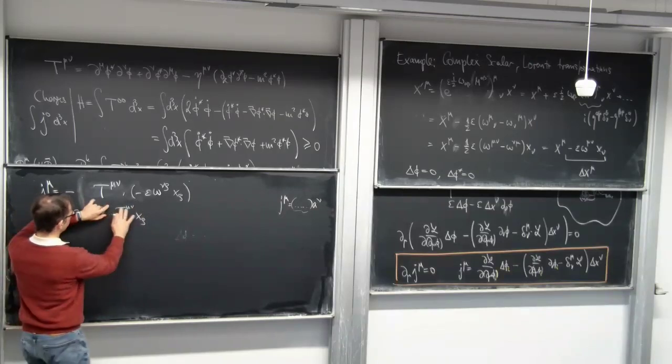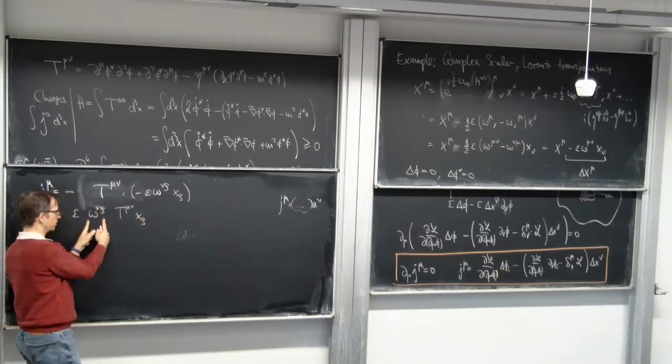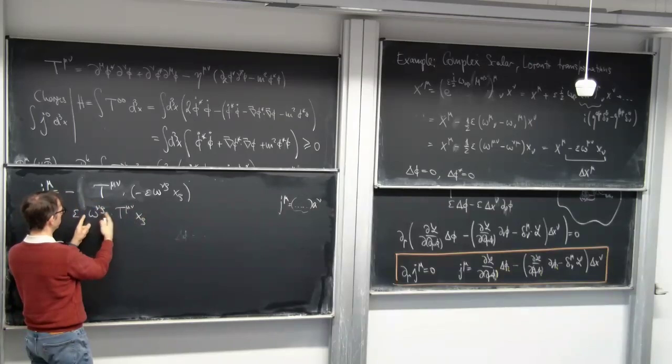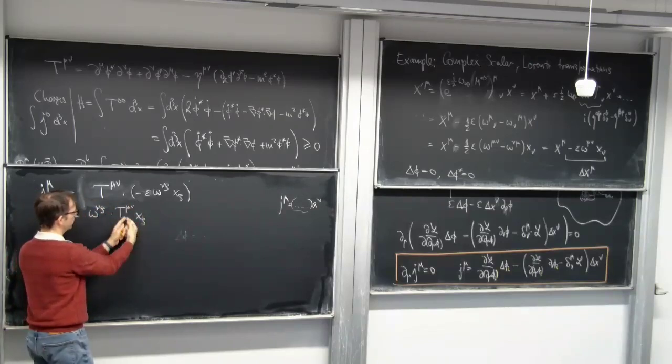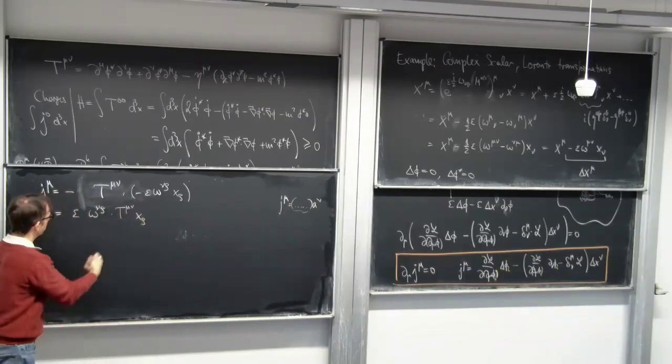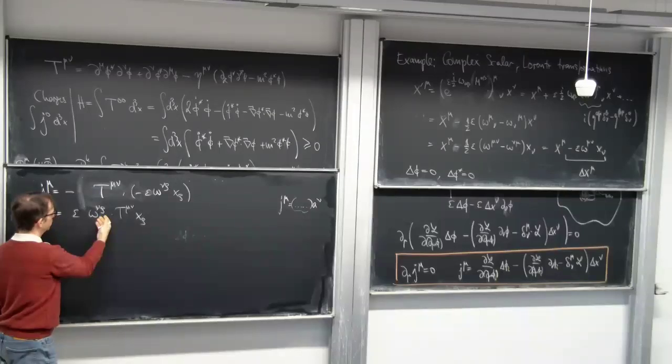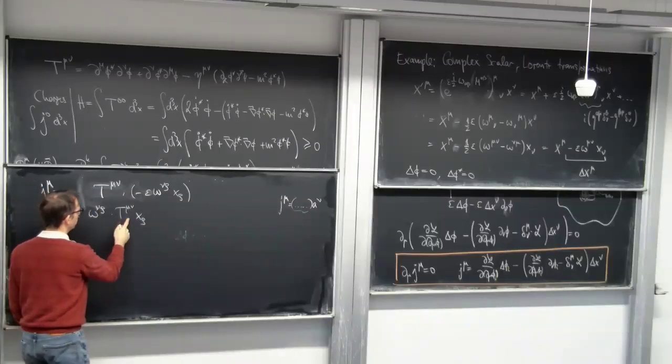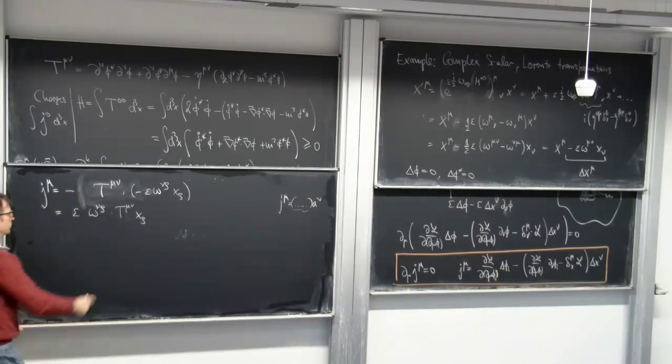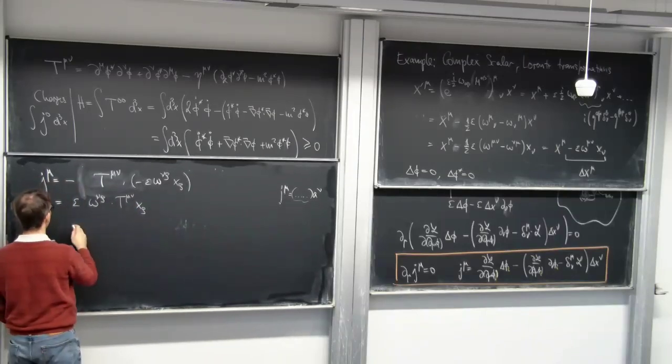But I can't just strip this off because this is antisymmetric, and only the antisymmetric part of this product enters here. If this is symmetric in mu and rho, then it is killed in this product. So I can only have the antisymmetric part from here. So this is what I'm going to do. I'm going to write this as.